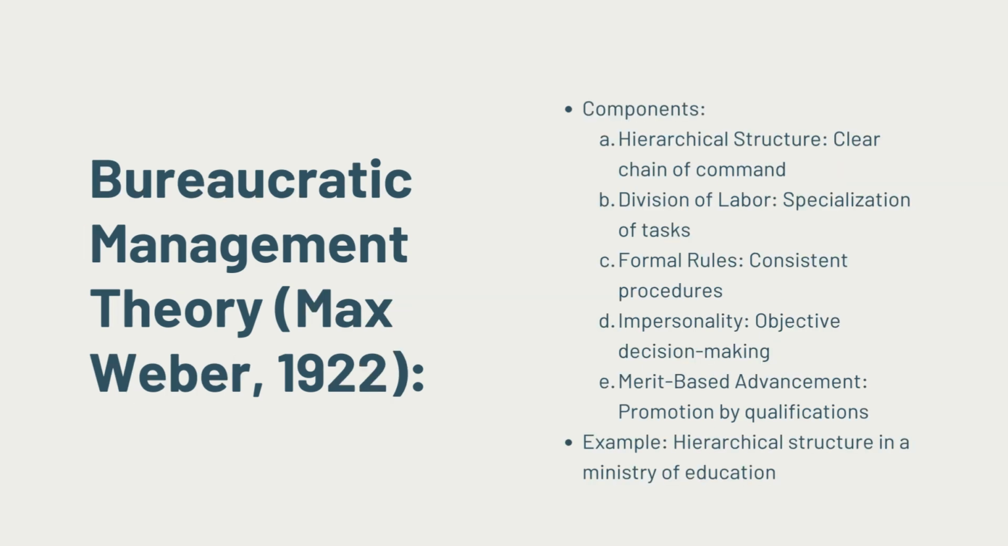Next, we have the bureaucratic management theory that was introduced by Max Weber in 1922. Components of the bureaucratic management theory include a clear hierarchical structure. So, Weber's model emphasizes a clear chain of command where each level of the organization has a well defined hierarchy. This structure ensures that everyone knows their place in the organization and whom they are expected to report to.